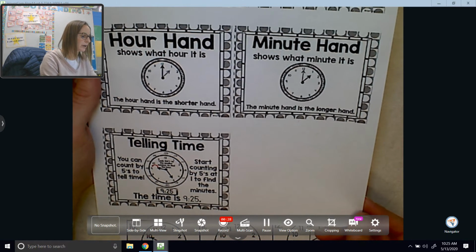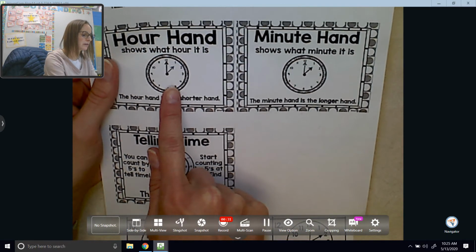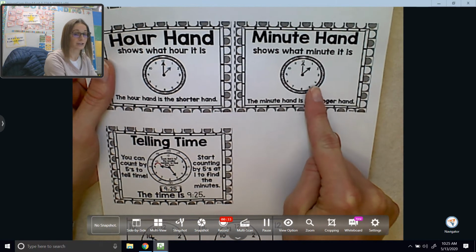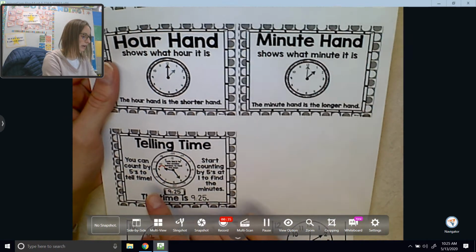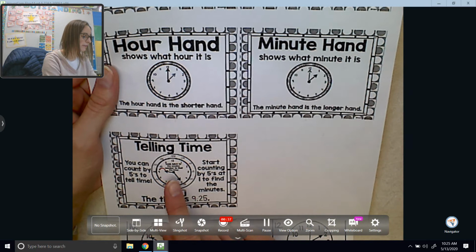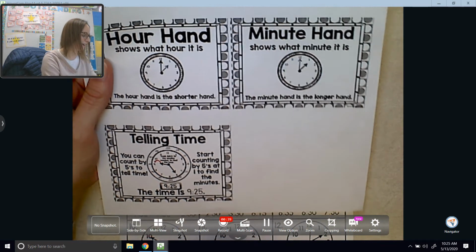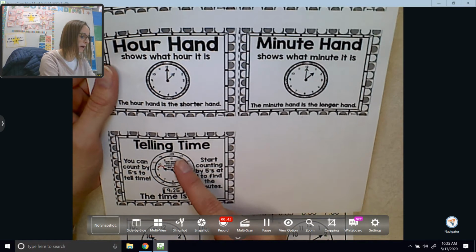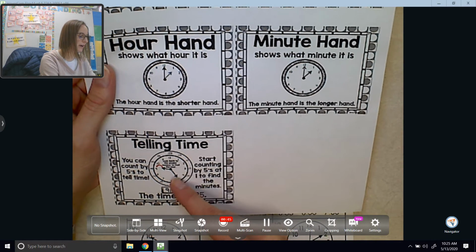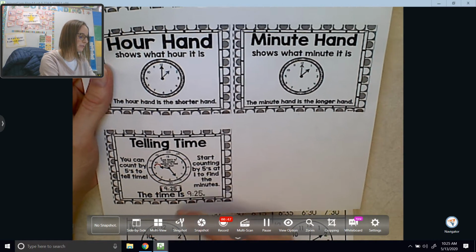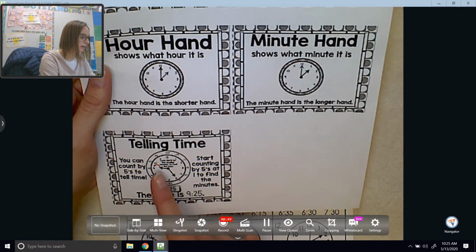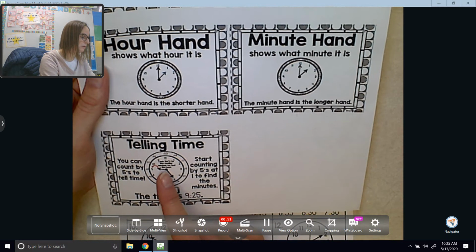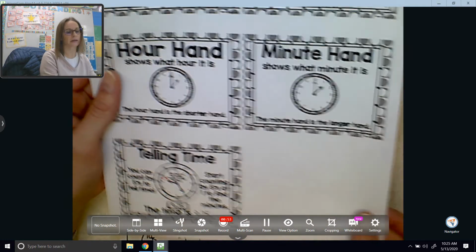Remember, the hour hand is your short hand, the minute hand is your longer hand. You can count by fives. You need to count by fives to tell time to the minutes. So start at the 1 and start counting by fives, 5, 10, 15, 20, around to figure out the minutes. Look back to the smaller number to find the hour hand.